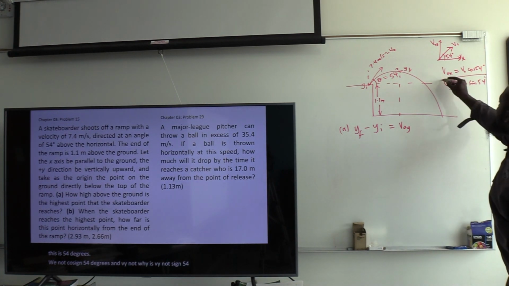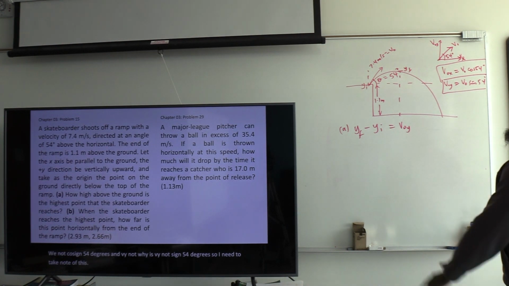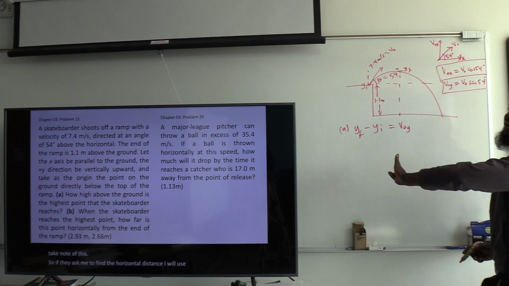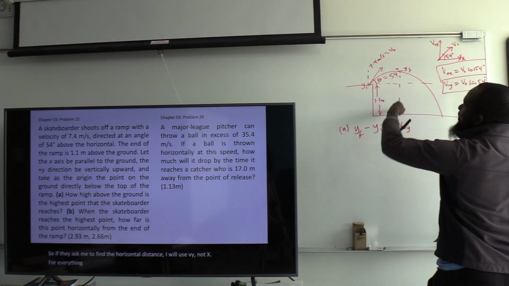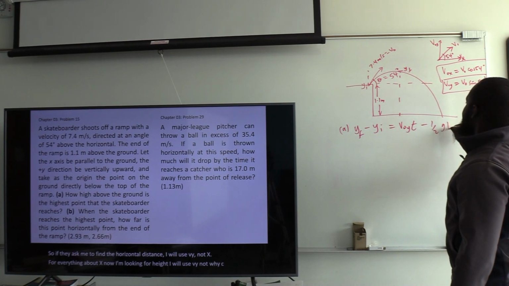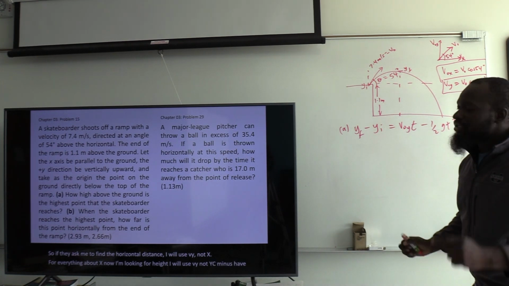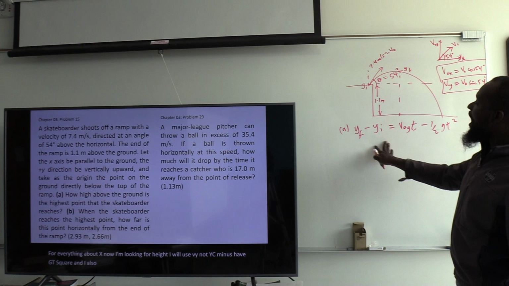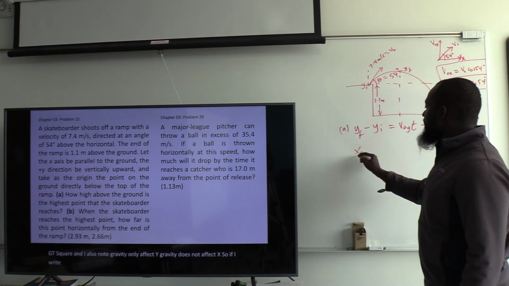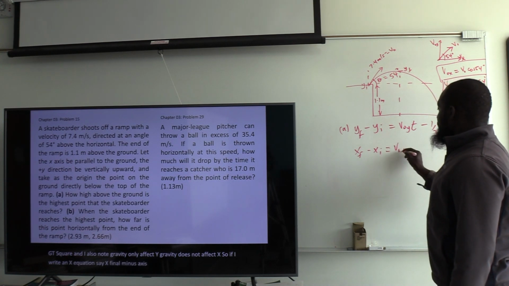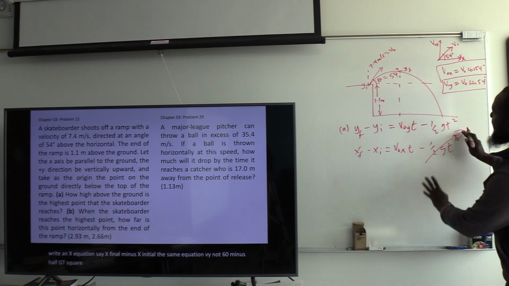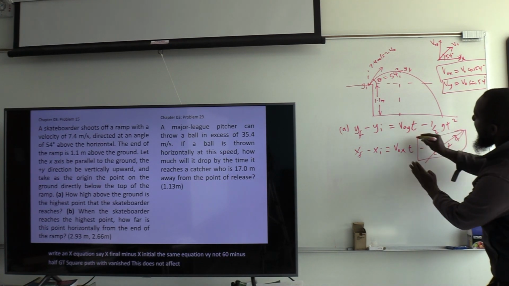So I need to take note of this. If they ask me to find the horizontal distance, I will use v naught x for everything about x. Now I'm looking for height, so I will use v naught y t minus half g t squared. I also note gravity only affects y. Gravity does not affect x. So if I write an x equation, x final minus x initial, the same equation, v naught x t, the minus half g t squared part will vanish. This does not affect x.